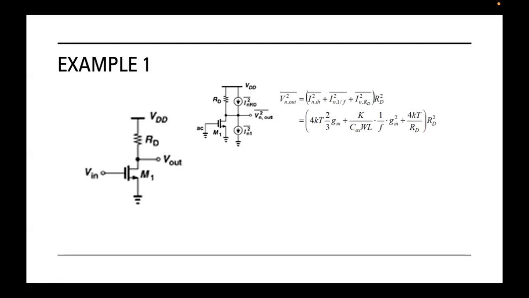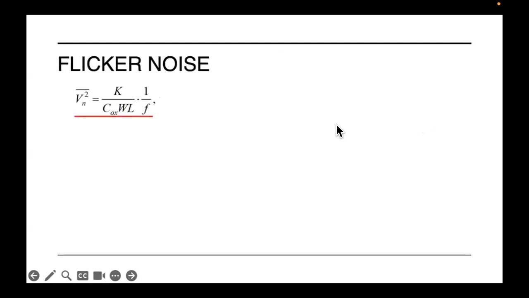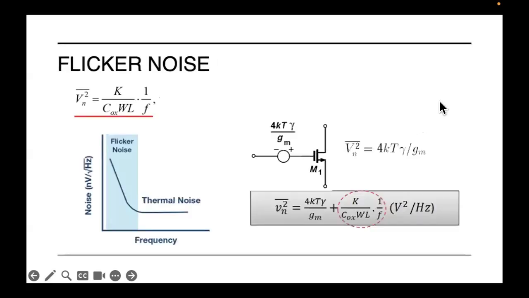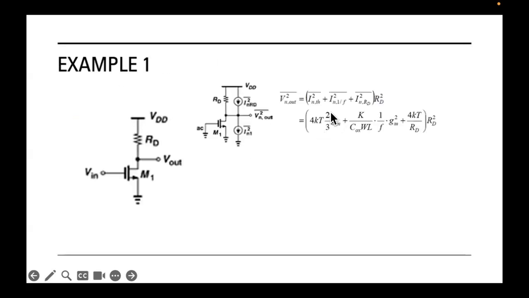So we have the white thermal noise, which is this term. So this is 4kT, and this is 2 over 3 representing gamma, Gm. So this is the first term. So let me go back here. So this term, 4kT, and I substitute gamma by 2 over 3, and this is Gm. So this represents the first part of the current.